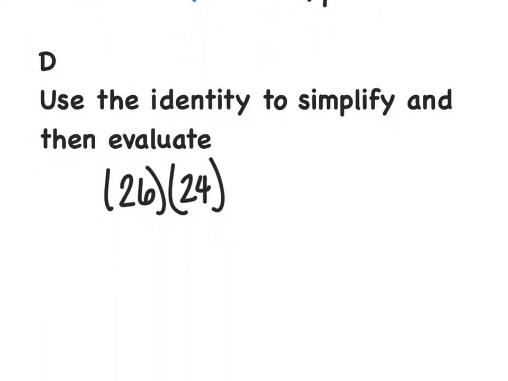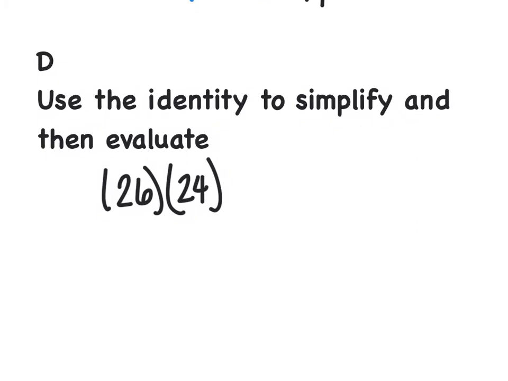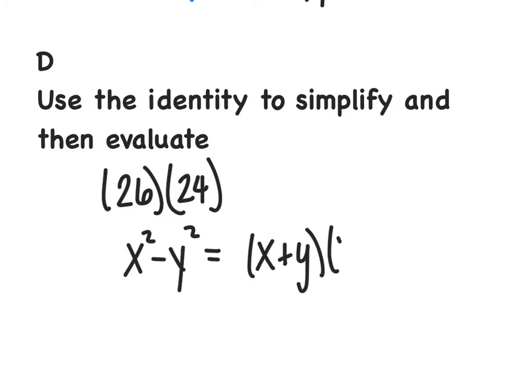D. Use the identity to simplify and then evaluate 26 times 24. So again, they're going to want you to do this without a calculator. So I'm going to start with the identity. X squared minus y squared equals x plus y times x minus y. Alright, so I just have to figure out which side of the equation makes the most sense to use. Do I start with this side or this side? Well, I basically don't have anything squared like I did in the previous problem, so I think I'm going to use this side first.